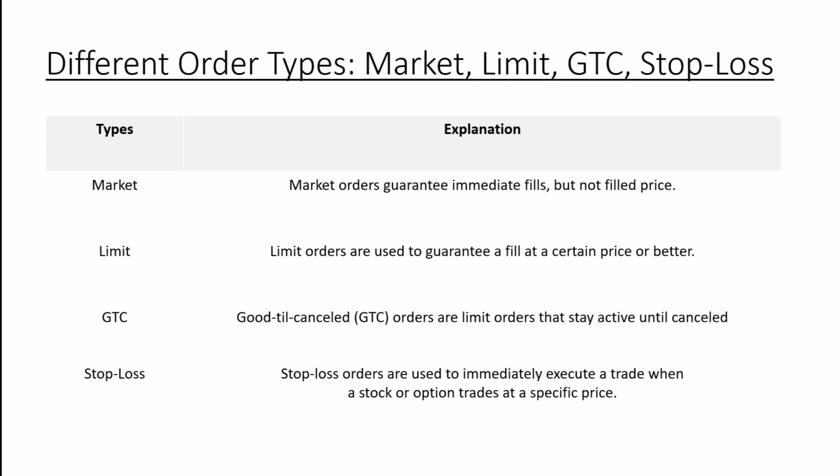Market orders usually guarantee an immediate fill, but not the filled price. What will be more advantageous for you is to use a limit order, which guarantees a fill at a certain price or better. Then there are GTC orders, which are good till cancelled orders, which are essentially limit orders that stay active until they are cancelled or until your broker cancels them. That's usually 3 to 6 weeks. Then we have the stop loss order. Stop loss orders are used to immediately execute a trade when a stock or option trades at a specific price.